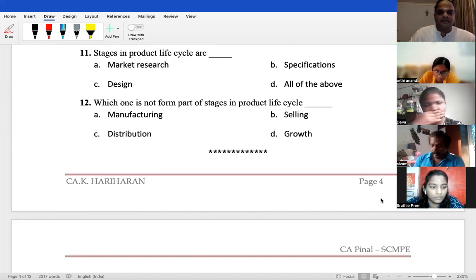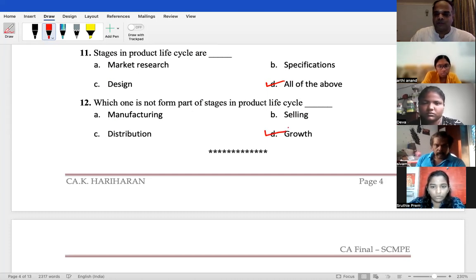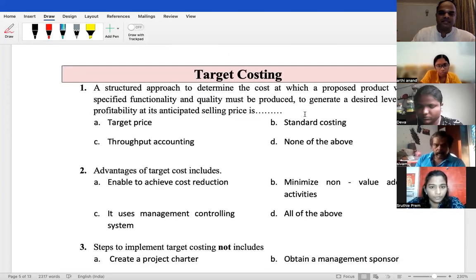Then, stages in product life cycle: market research, yes. Specification, yes. Designing, yes. Therefore, all of them. Which one is not a stage in the product life cycle? Manufacturing, selling, distribution, growth. Growth comes under phase, not a stage. Yes. Next.